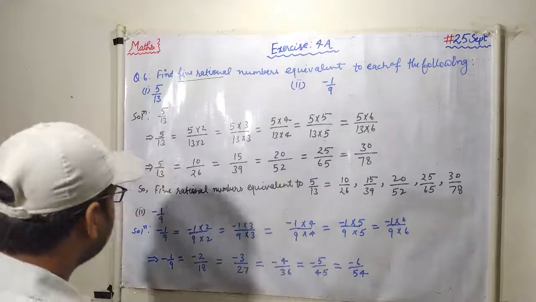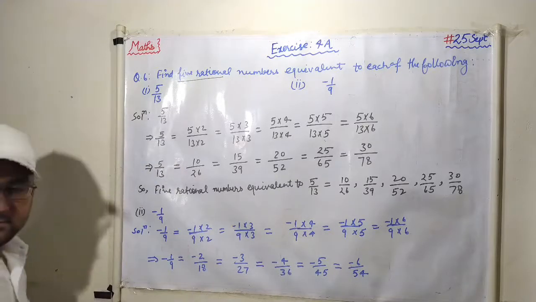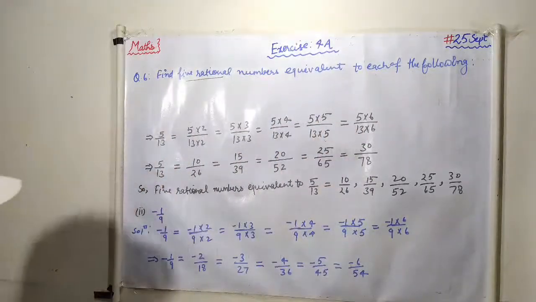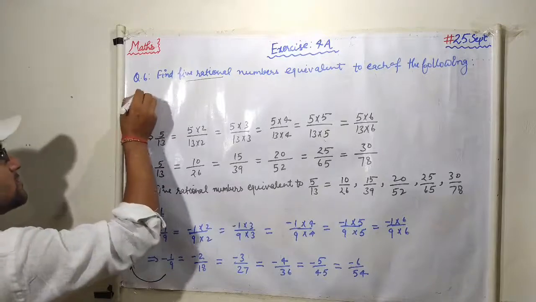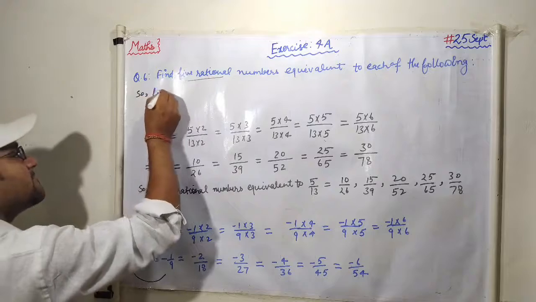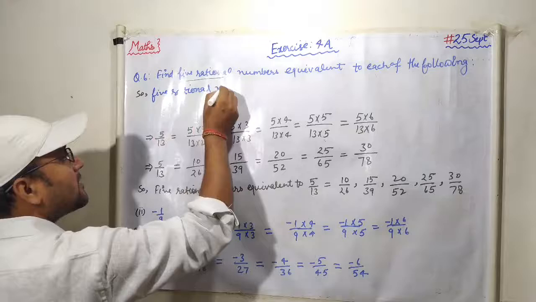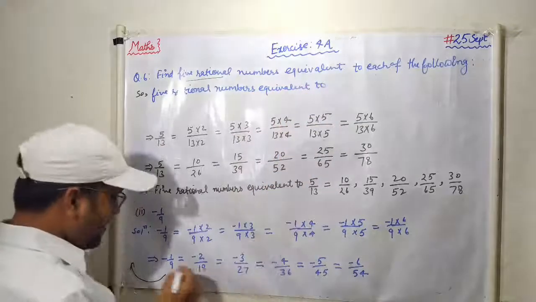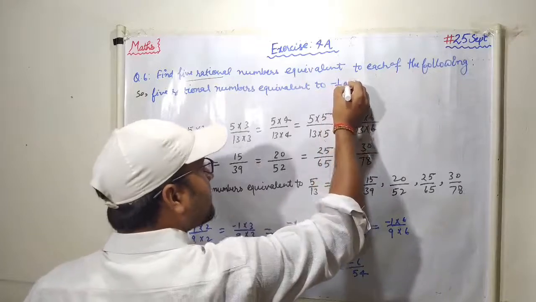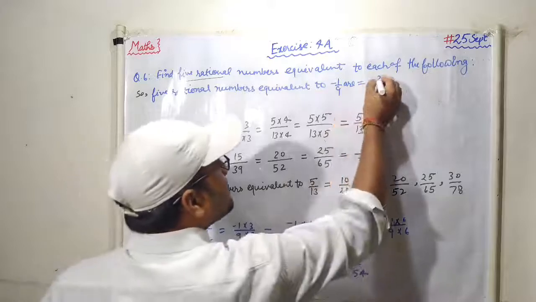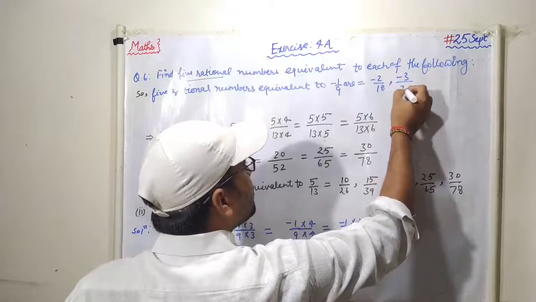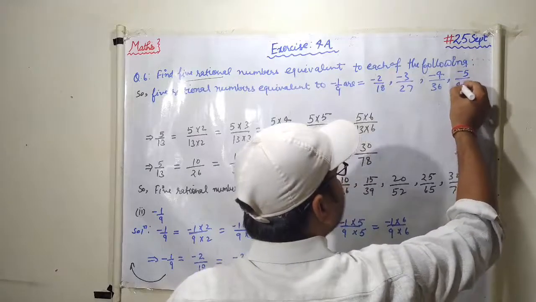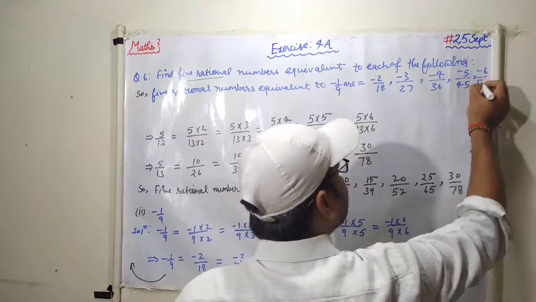So the answer for this case, 5 rational numbers equivalent to minus 1 upon 9 are minus 2 upon 18, minus 3 upon 27, minus 4 upon 36, minus 5 upon 45, and the last one is minus 6 upon 54.